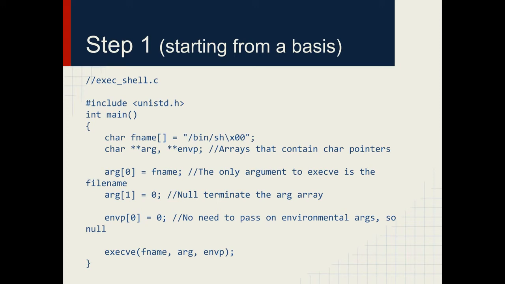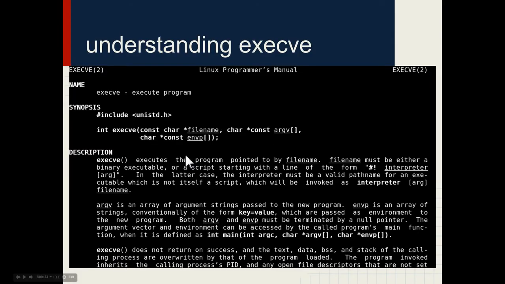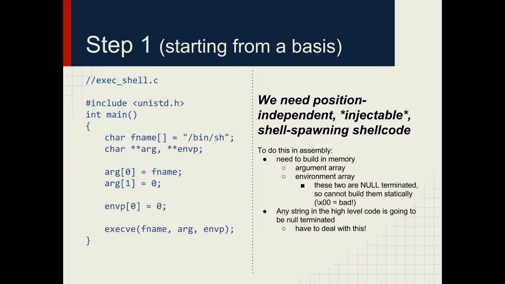So let's start from a basis, and we want to be able to execute arbitrary binary. And this would be the code to execute /bin/sh with execve. And execve takes 3 arguments: a pointer to a string that specifies a file name, a pointer to an array of arguments, and then a pointer to an array of environment variables, which can often just be completely null.